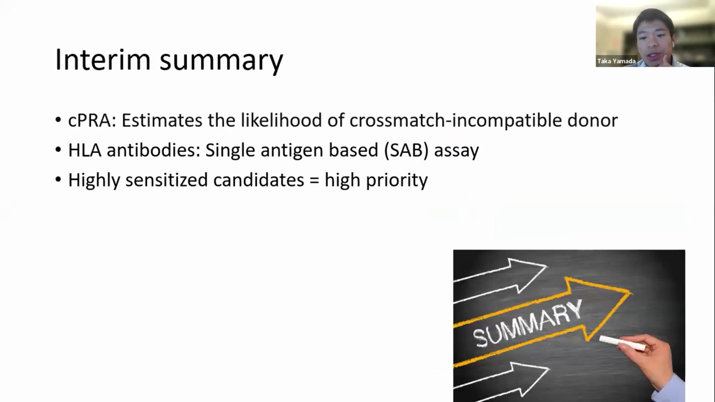So this is the interim summary. CPRA, calculated panel reactive antibody, is the measure used to estimate the likelihood of encountering a crossmatch incompatible donor. And HLA antibodies are assessed with a single antigen-based assay. They detect HLA antibodies by the Luminex system. Then the new kidney allocation system in 2014 assigns priority points based on the CPRA.